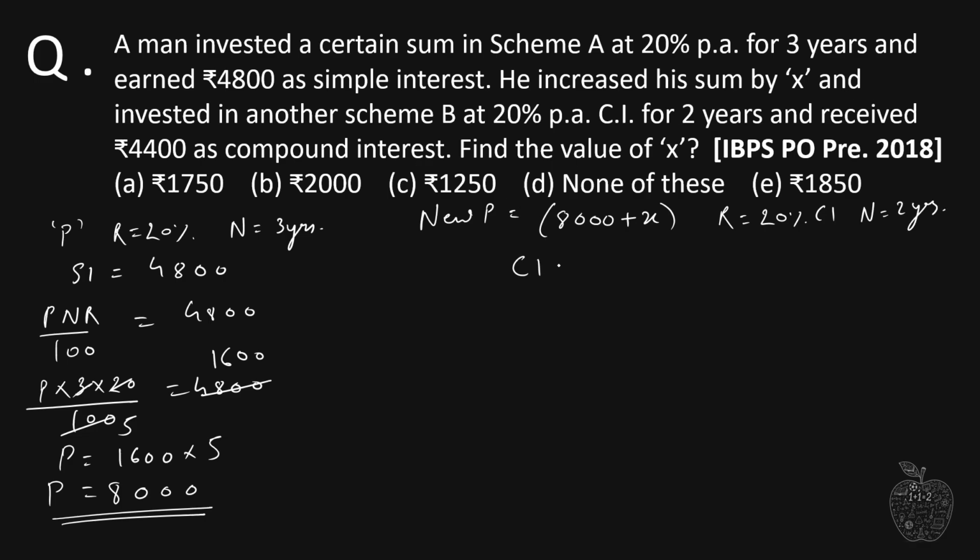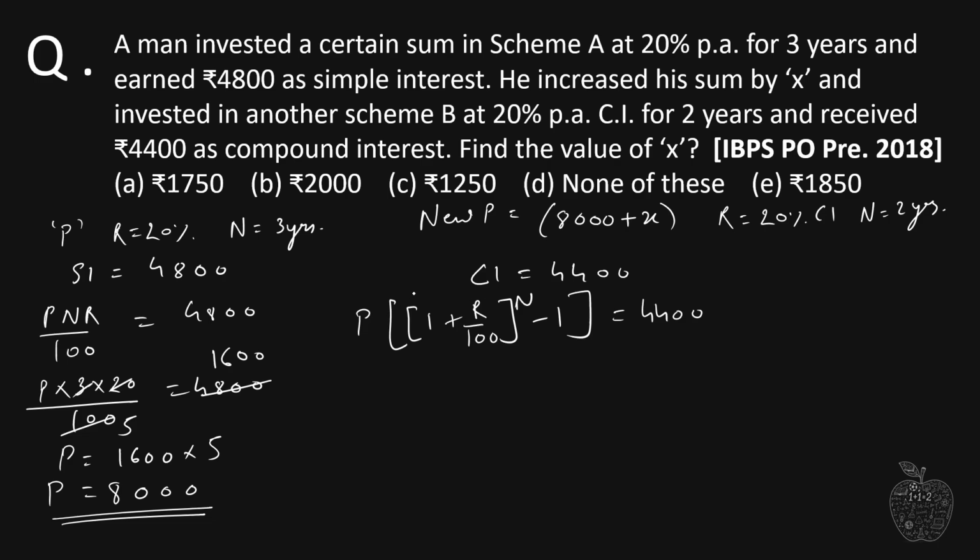So he received compound interest as 4400. Okay, now what is the formula for compound interest? It is P in bracket 1 plus R over 100 to the power n, minus 1. This is the formula for compound interest, and this is equal to 4400. Now let's substitute the values. The value of P is 8000 plus X. R here is 20, right? And N is 2 years. So let's solve this and find out the value of X.